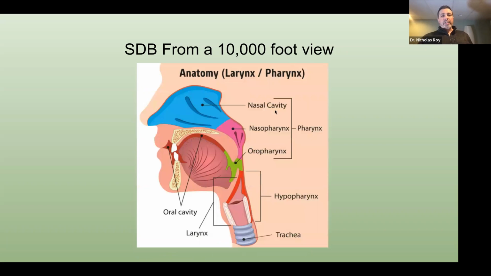Here's a little nomenclature if we want to understand this a little bit more. We have the nasopharynx, which is the superior portion of the airway. The oropharynx, this green section, is where we're going to spend most of our time. This is the area where we're most likely to see problems arise. And it's also the area that we're going to treat, as we will see later. And then the hypopharynx.